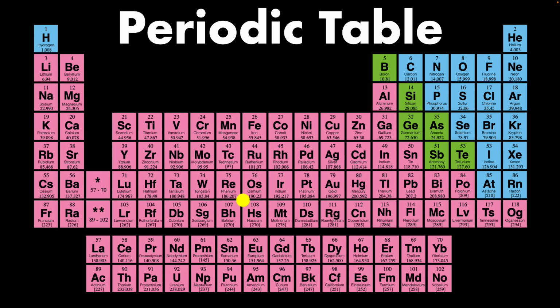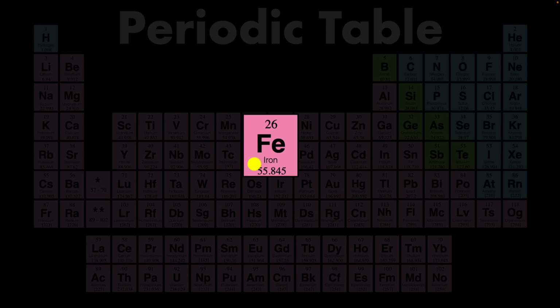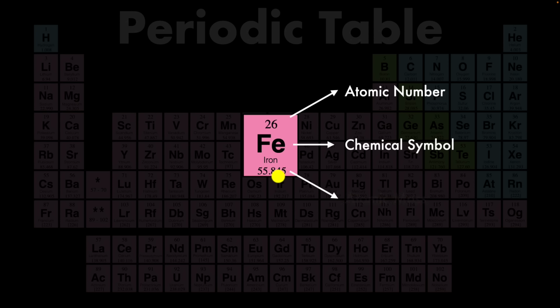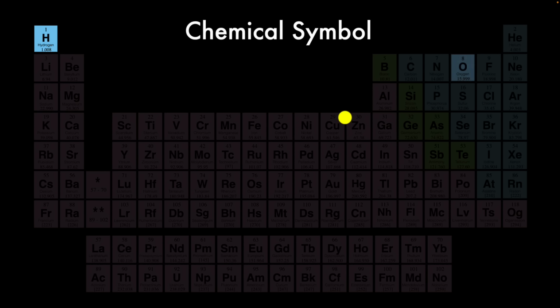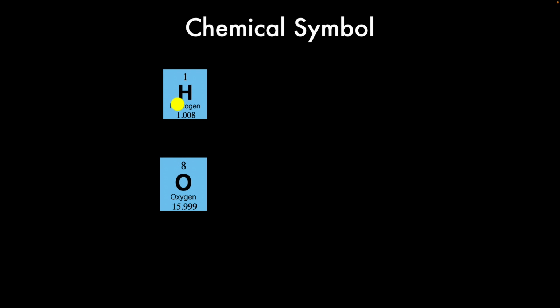Let's start with the basics. Each element on the periodic table is represented by a chemical symbol. Then there is an atomic number, and usually there's also an atomic mass. Now, the chemical symbol is a shorthand way to represent the element. So Fe over here represents iron. Other chemical symbols involve, for example, H for hydrogen, O for oxygen, and so on and so forth.